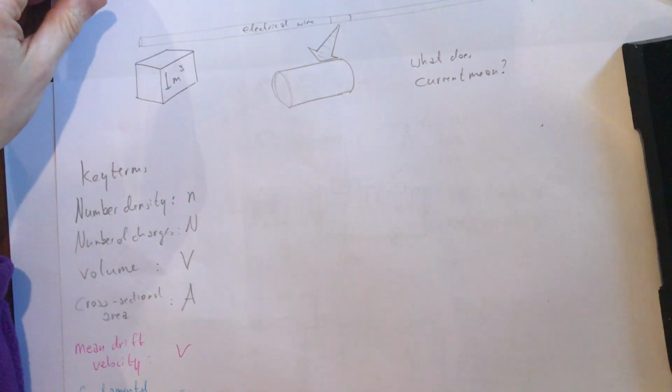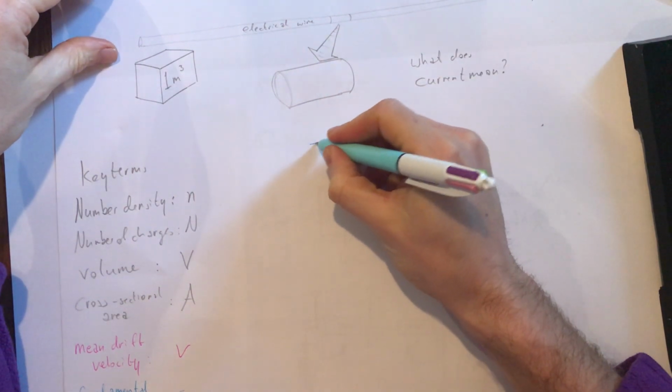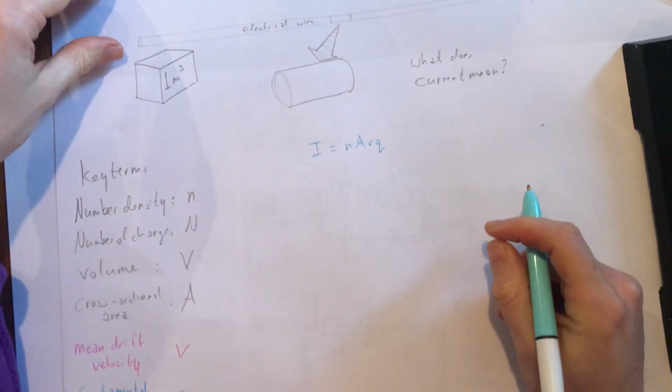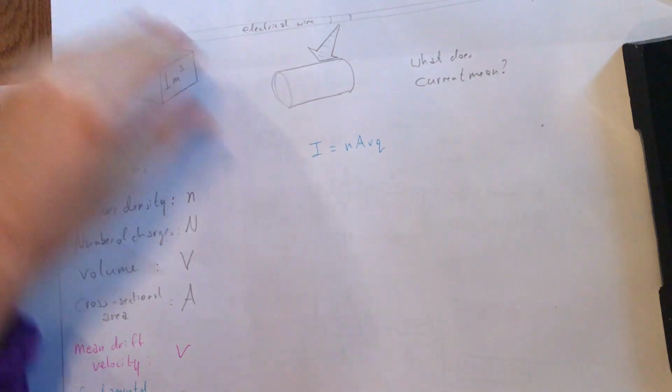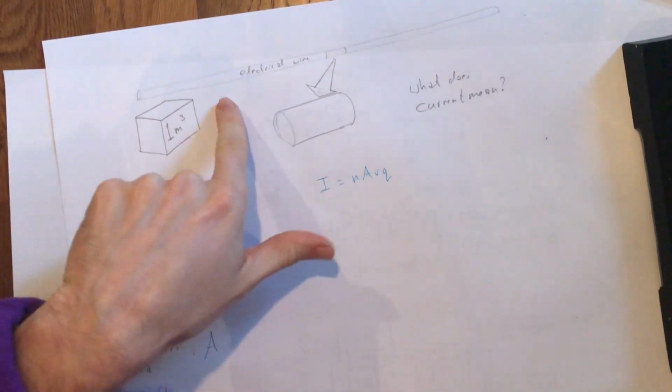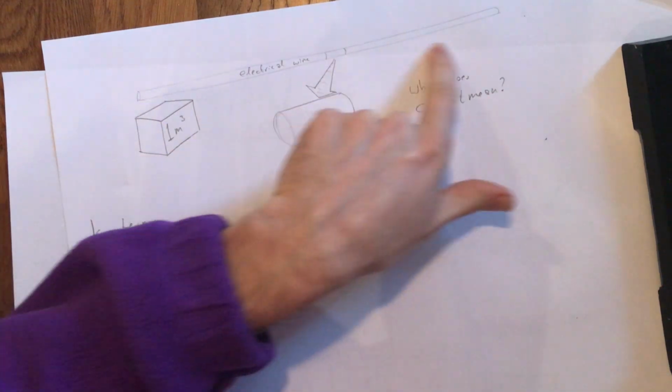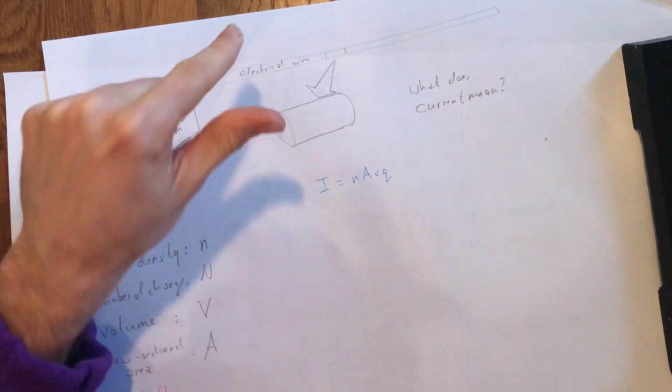Okay, so here we're going to talk about this equation, which is I equals nAvQ, and how we actually get to it. So what we can do is we can think about an electrical wire. So here's our electrical wire. And one thing we must bear in mind is the electrons are already in there.